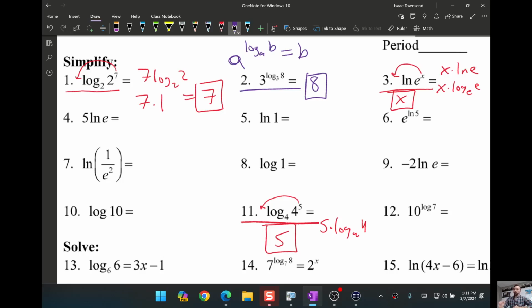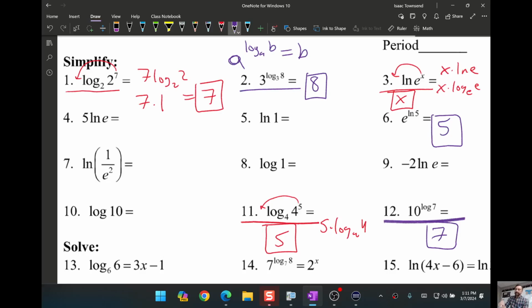Okay, what else in 1 through 12 works out the same way? You say 12? I agree. 10 to the log base 10 of 7 is just going to be 7. And 6, very good. E to the log base E of 5 is just going to be 5. They're not difficult, you either know that property or you don't. There's not much else you can do.